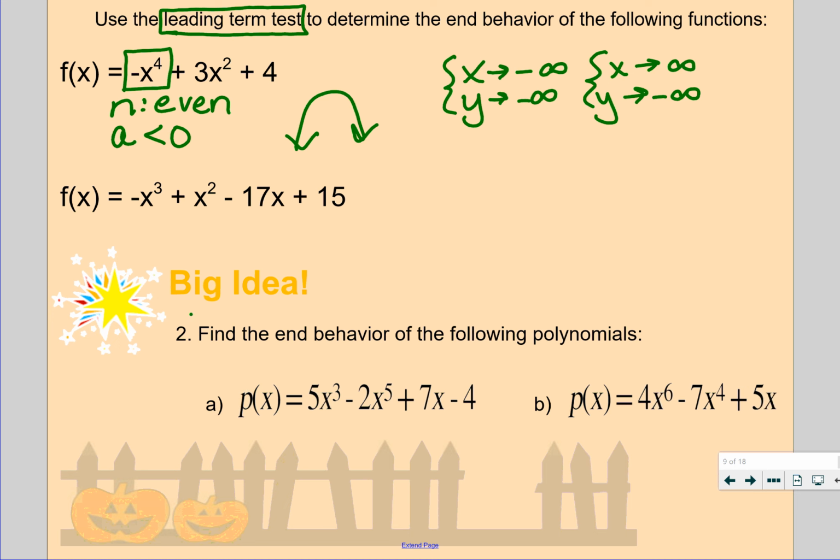All right, go to your big idea worksheet. I want you guys to try the two that are on there. Find the leading term of each polynomial and use that to list the end behavior with the infinities. I'll give you a minute.